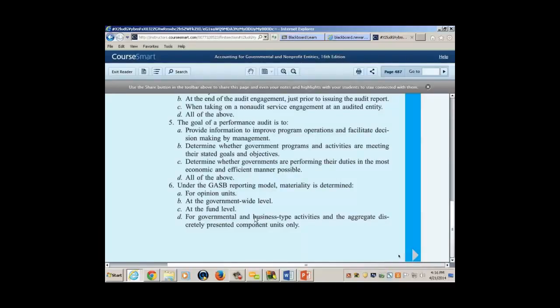And now the question 6. What do you think that is? Materiality is determined at what level? The answer is A, at the opinion level. Yes, 5 was D. D, yes. 4 was C. Did I miss C? Oh, I did miss 4. Okay, C.